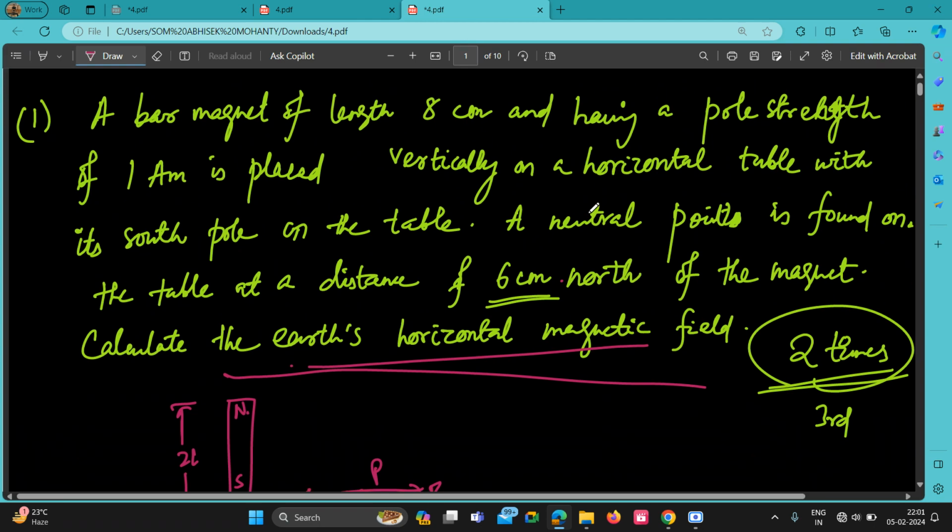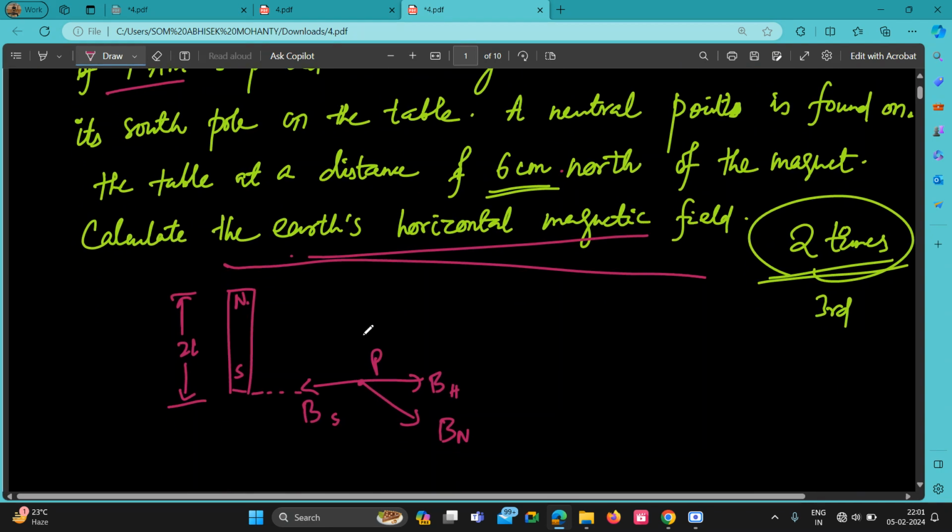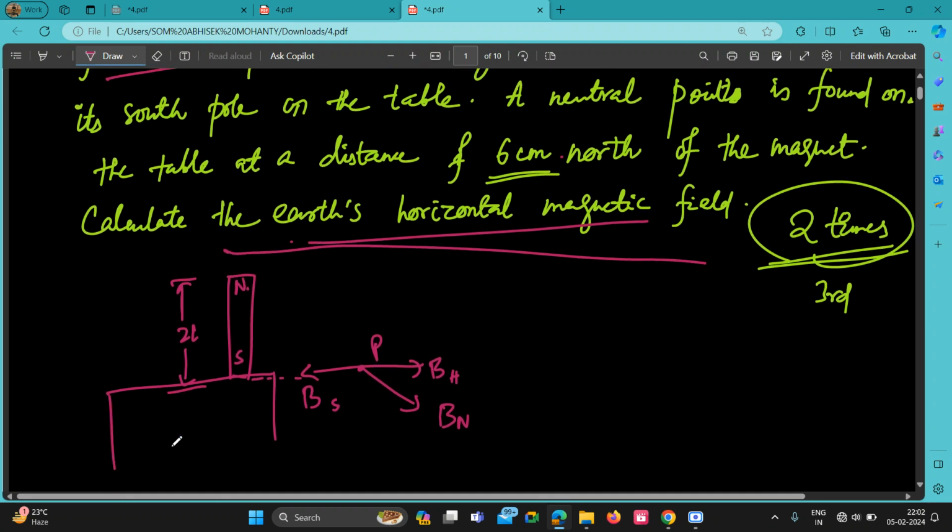Bar magnet of length 8 centimeter, so length 2L is equal to 8 centimeter, having a pole strength, sorry, small m, equal to 1 ampere meter, is placed vertically on a horizontal table. This is a horizontal table and it is placed vertically, at a distance of 6 centimeter north of the magnet. Calculate the Earth's horizontal magnetic field. So this is the question. Try the question for 3 minutes. Then we will proceed.